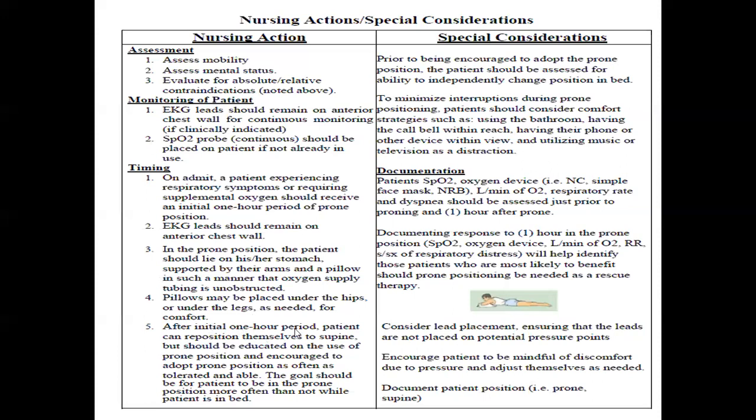After the initial 1-hour period, the patient can reposition themselves to supine, but we should educate on the use of the prone position and encourage the patient to adopt the prone position as often as tolerated or able. The goal should be for patients to be in a prone position more often than not while the patient is in bed.